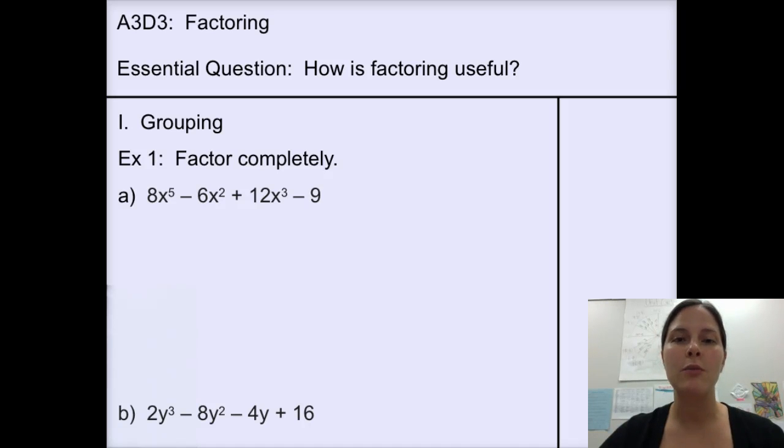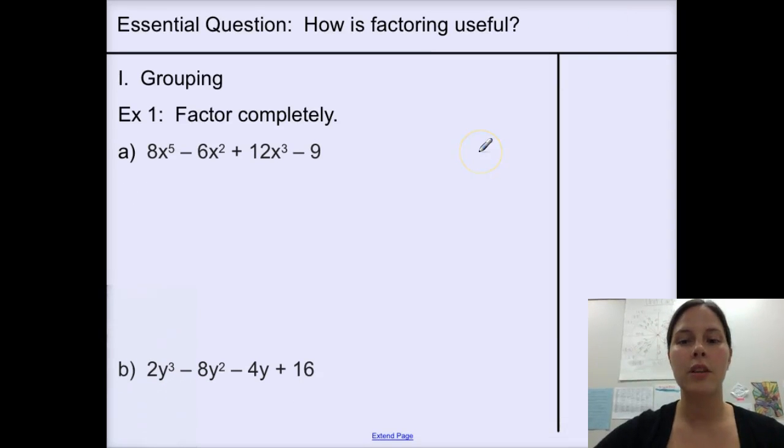We'll see this especially when we're solving equations. Factoring is an easy way to solve a quadratic typically, but there's other uses for factoring as well. So let's start with a review of our factoring by grouping.